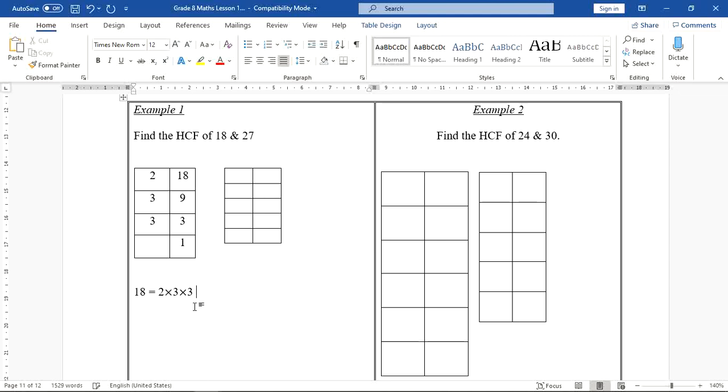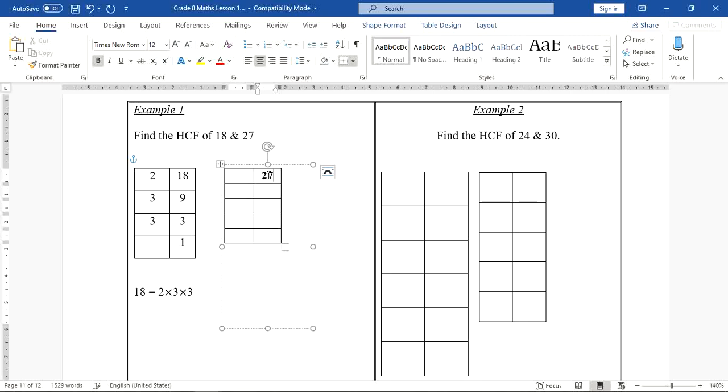Okay. What about 27? So we do the same. The smallest prime factor that can divide 27 is 3. 2 cannot go into 27. It can, but it's going to give us a remainder. So 3 goes into 27 9 times. We get another prime factor that can go into 9. That's 3. 3 goes in here 3 times. Then we say 3 goes into itself once.